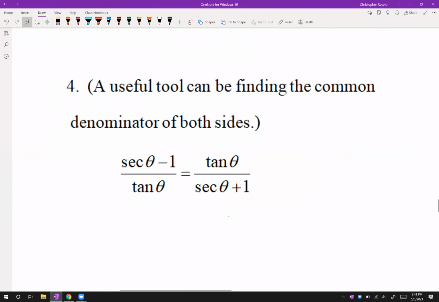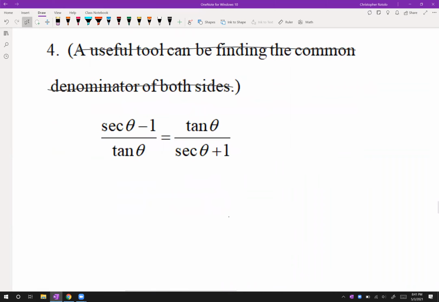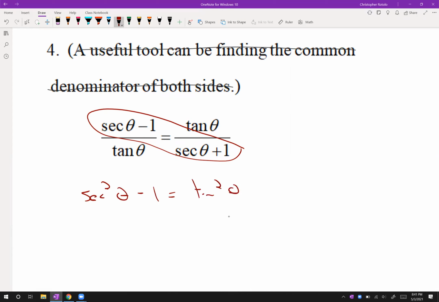All right, not sure why I have this note in here, so I'm going to kind of strike it out here, but often finding a common denominator is going to be a good thing. But what I can do here is cross multiply again, and notice we have conjugates. So I'm going to end up with secant squared x, or theta, minus 1 equals tangent squared theta, okay, which is exactly one of our identities. So we're in pretty good shape there.